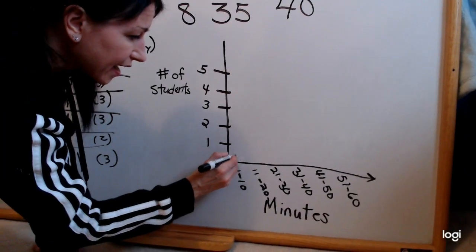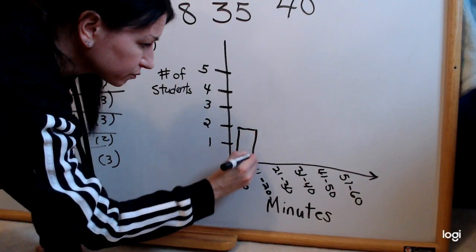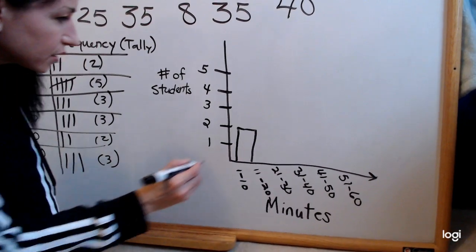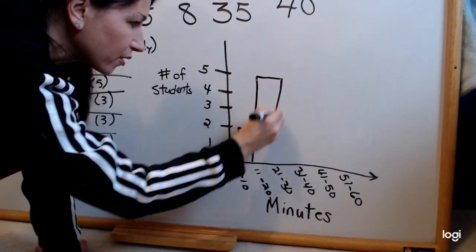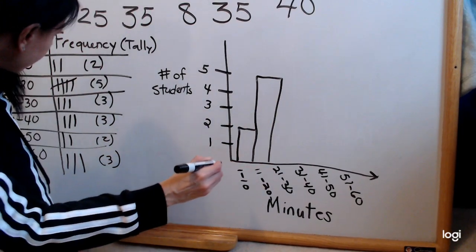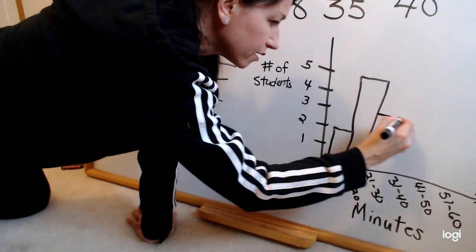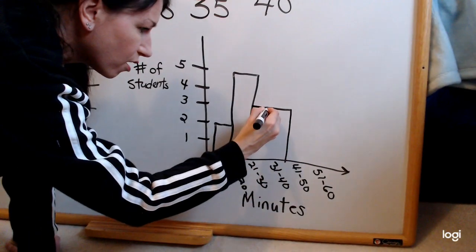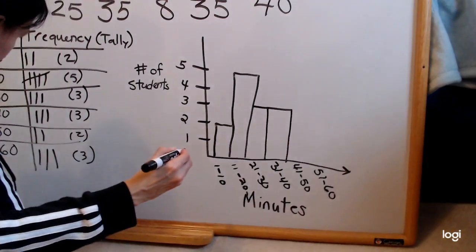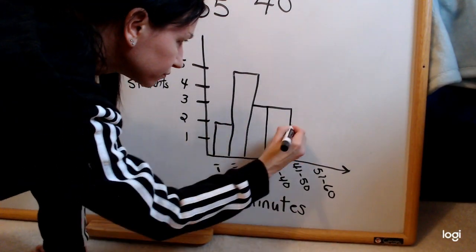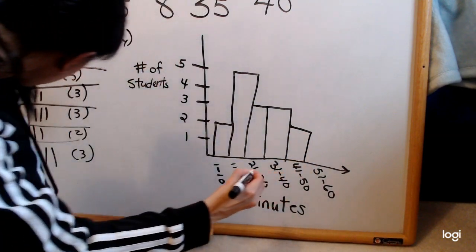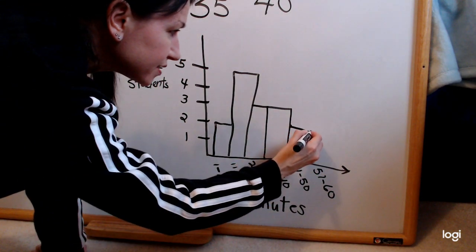1 to 10, I had 2. 11 to 20, I had 5. Remember, keep the bars connected. The next two, 21 to 30 and 31 to 40, both had 3. So I'm going to make a big bar and cut it in half. 41 to 50 had 2. And 51 to 60 had 3.